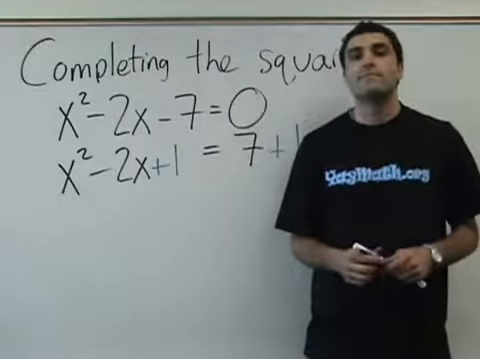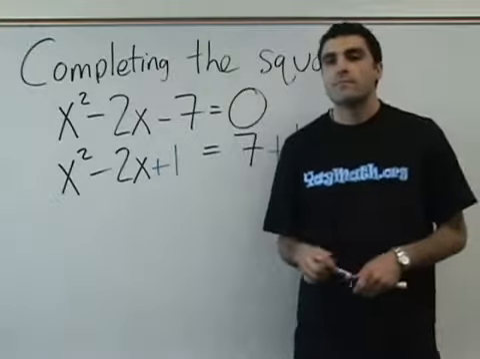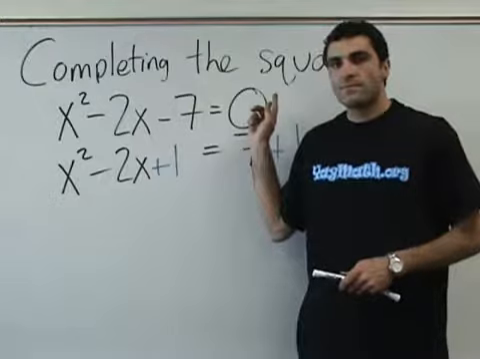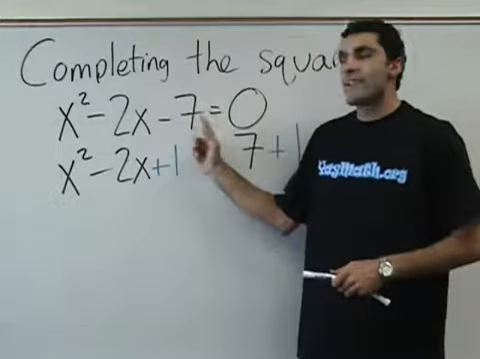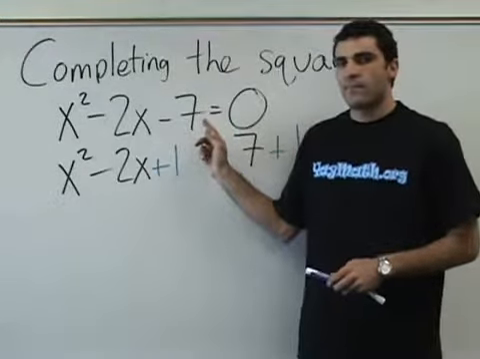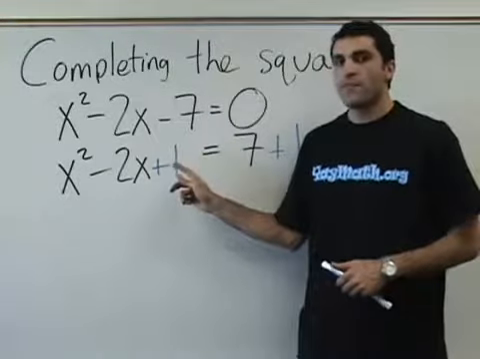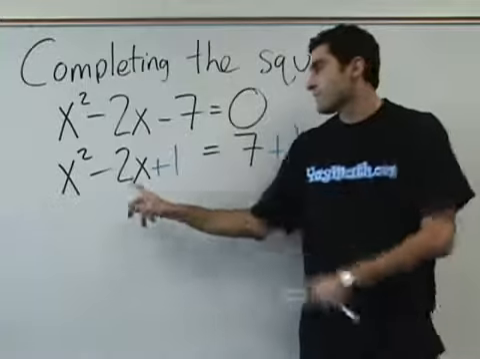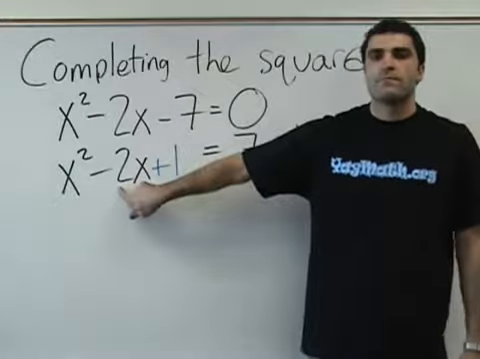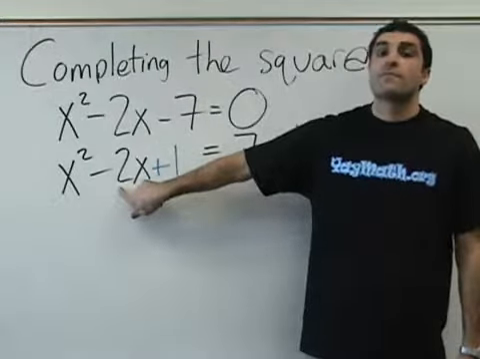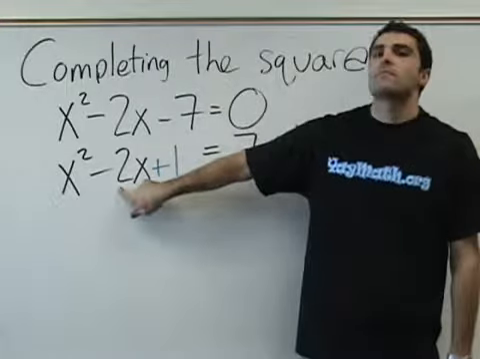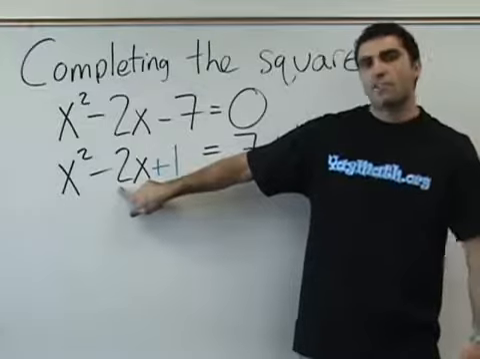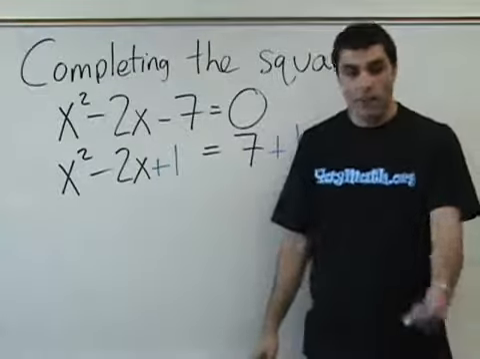Question. Why did you put the 7 instead of the 0? We added 7 to both sides because this 7 is not working for us. We want another number that will. And how did she get the 1? She divided negative 2 by 2, which is negative 1, and then squared it. Negative 1 squared is 1. Okay, good. Keep going, please.